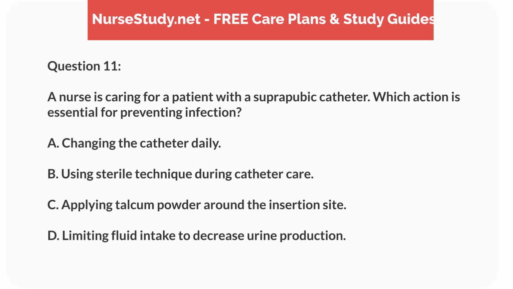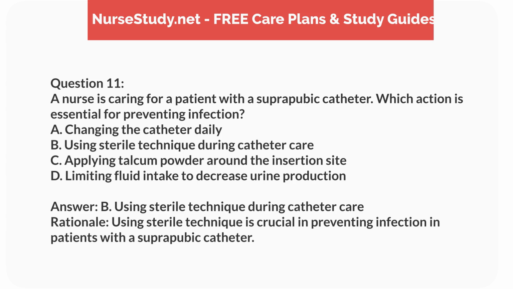Question 11. A nurse is caring for a patient with a suprapubic catheter. Which action is essential for preventing infection? A. Changing the catheter daily. B. Using sterile technique during catheter care. C. Applying talcum powder around the insertion site. D. Limiting fluid intake to decrease urine production. Answer: B. Using sterile technique during catheter care. Rationale: using sterile technique is crucial in preventing infection in patients with a suprapubic catheter.